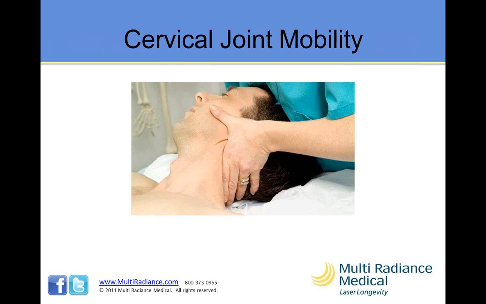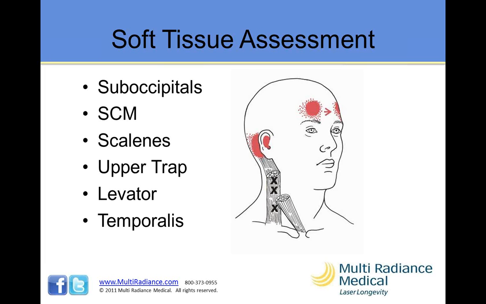We would follow that up with a general evaluation of all of the cervical joints in terms of their joint mobility. And finally, we look at the soft tissue. In patients who have these types of headaches, they generally have trigger points in the suboccipitals, sternocleidomastoid, scalenes, upper trap, levator, and temporalis. Again, these muscles seem to be similar to the ones that are shown to be more frequently tighter in patients who have cervicogenic headaches.